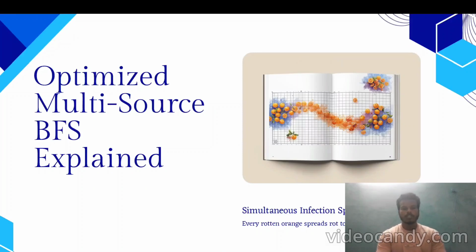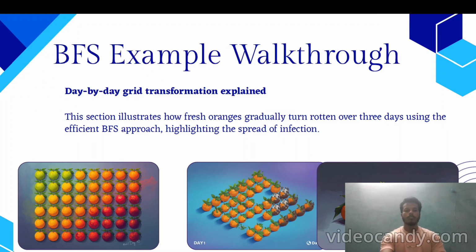Now we are going to discuss the optimal multi-source BFS approach. This approach visits each cell only once. No repetition, no wasted effort. That's why the solution runs efficiently in O of R into C time, making it scalable even for large grids. A brute force approach would repeatedly scan the entire grid, wasting time and resources, while BFS avoids this by working only where change is happening.